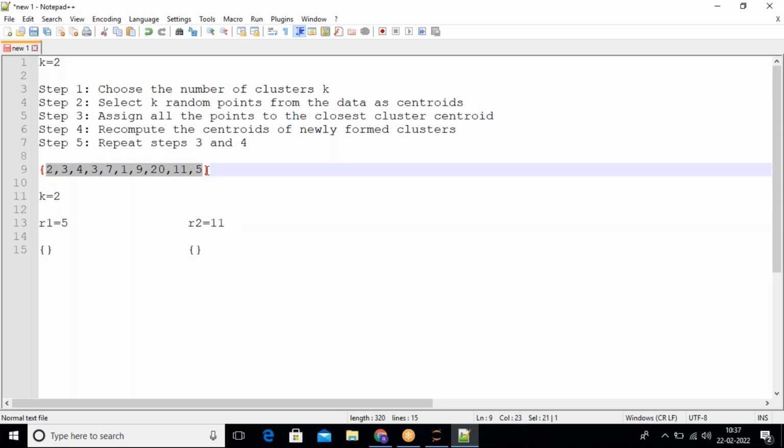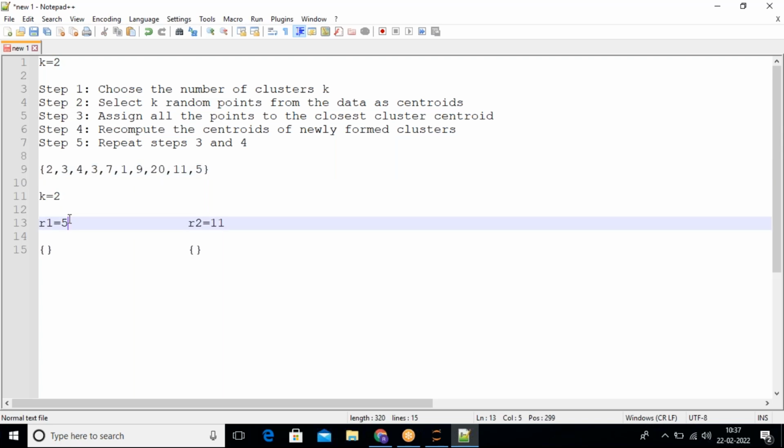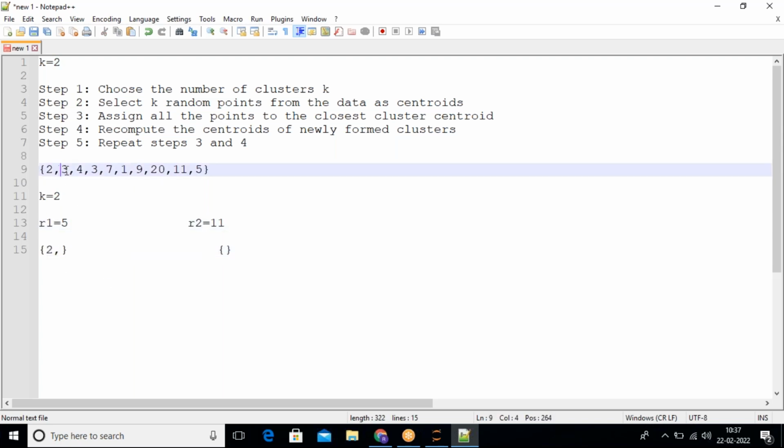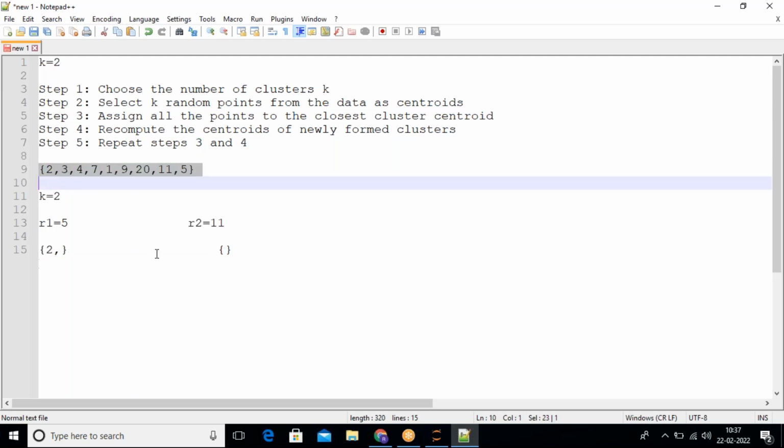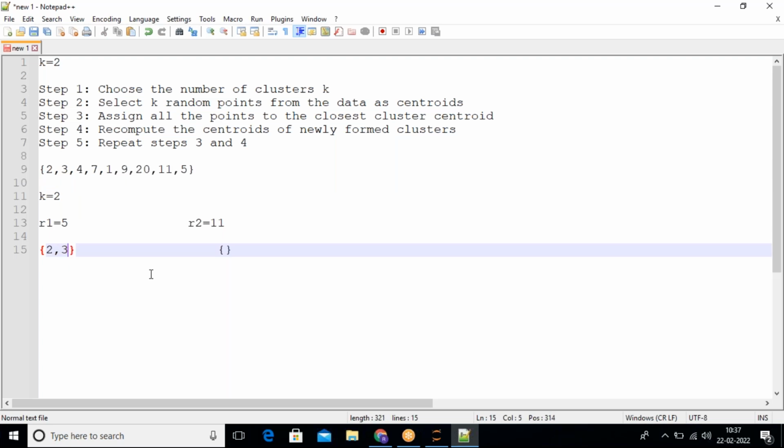Now let's compute. Is 2 closer to 5 or 11? It is closer to 5. So 2 will come here. Which is 3 closer to? 3 is closer to 5, not 11. So it comes here. Which is 4 closer to? 5, not 11.